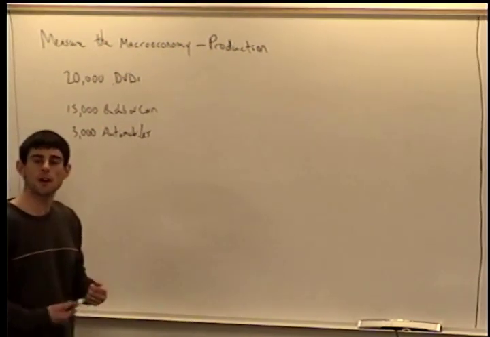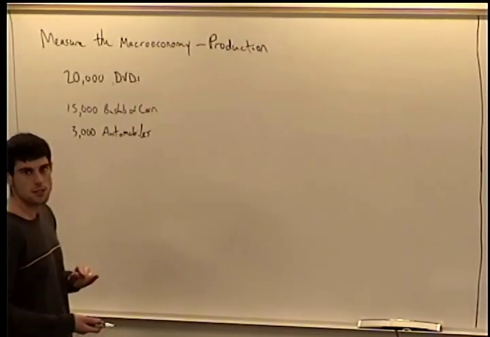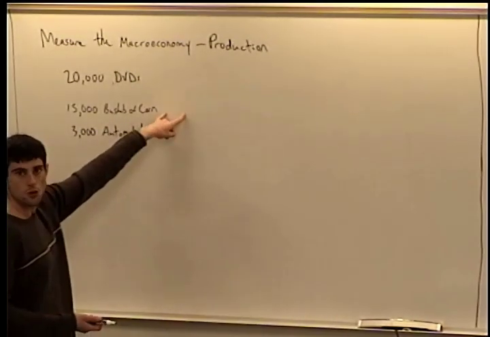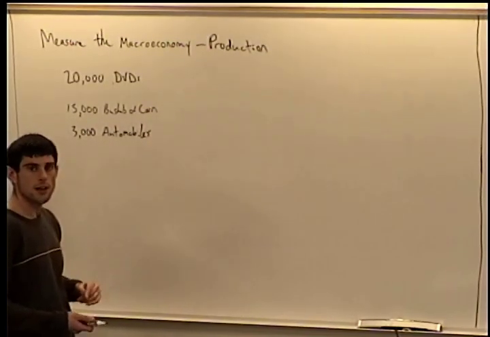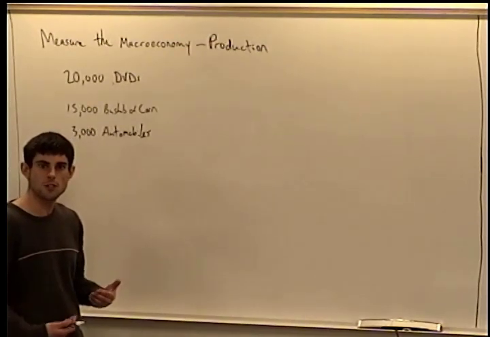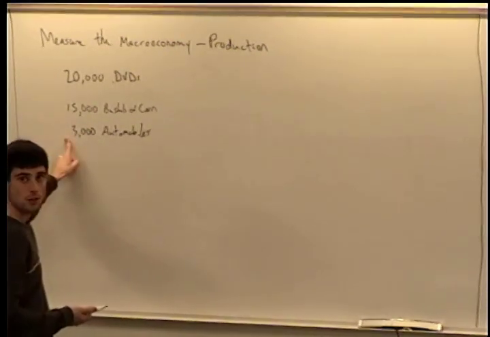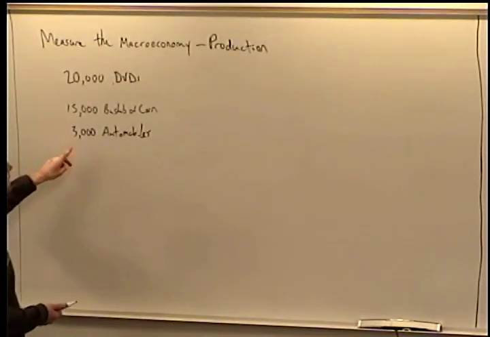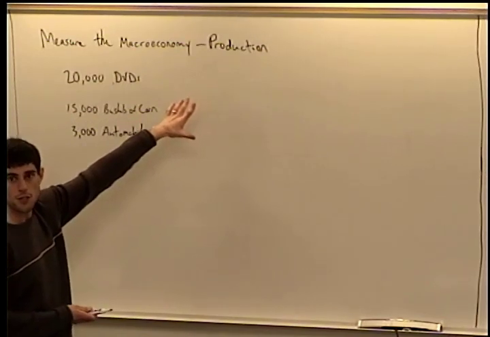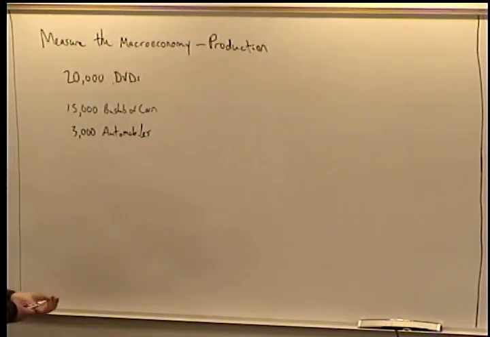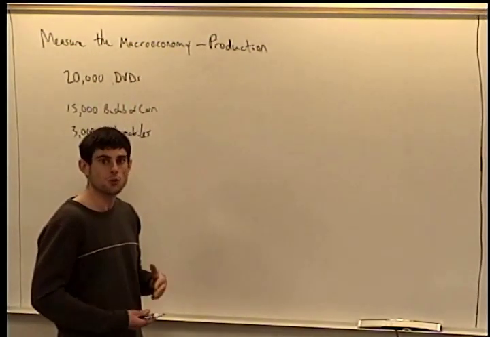So what we do to get around this is we say, well, how much value did we produce in DVDs? How much value did we produce in corn? How much value did we produce in automobiles? And if we take value, since it's in dollars, we can add value in dollars plus dollars plus dollars. So GDP is converting what we've produced into the value of what we've produced, and we add all those values together to get a meaningful measure of how much did we produce as a whole.